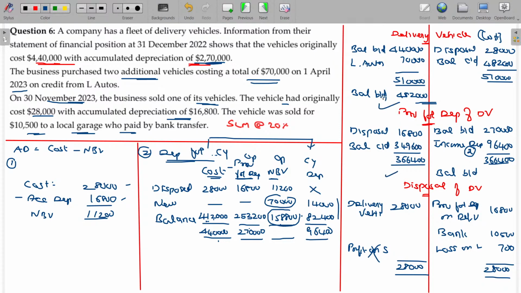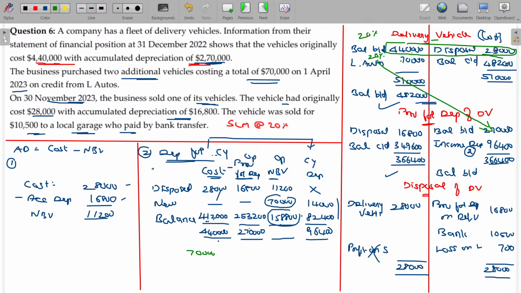So we have completed all. But this much working is also not required because it's the SLM method. Even you can simplify this calculation. How? For the new asset 70, for the existing asset 4,740, you know. From that, the sold asset's cost is subtracted. After subtracting, you calculate 20%, and for this 20%. That's all. This is how you can get the answer.